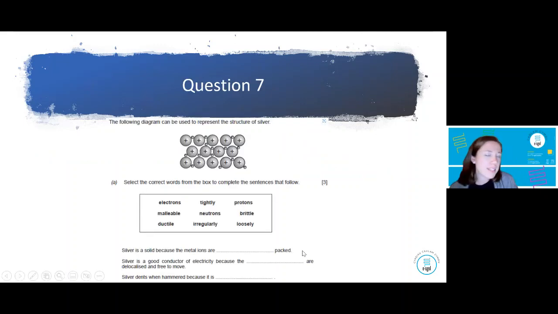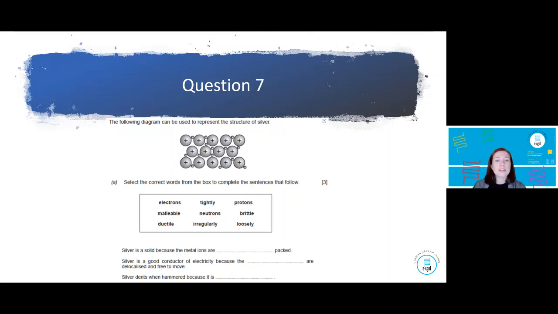Question 7 is loosely connected to this topic, okay, because it mentions silver. But let's see how much you remember, because obviously this comes into the bonding unit anyway. So the following diagram can be used to represent the structure of silver. Select the correct words from the box to complete the sentences that follow. Okay, so we're looking for 3 words in total here.